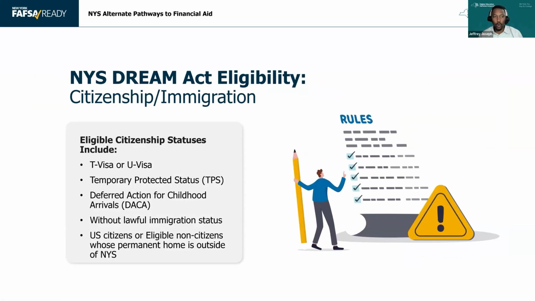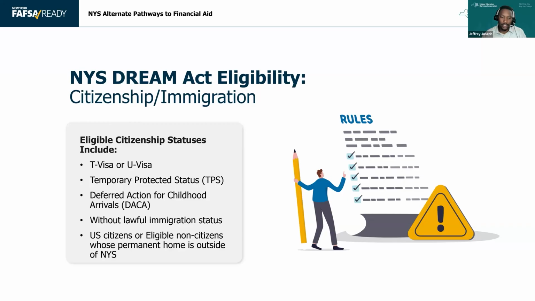Now, the DREAM Act has a few requirements. First is eligibility. The first eligibility requirement is citizenship. It must have a T or U visa, be in temporary protected status, and even now there are some changes happening with that. So that list is populated per year, and based on what the government has allowed for these statuses, they may change. Some countries may be added to this list, and some countries may be taken off at different times. Deferred Action for Childhood Arrivals, or without lawful immigration status, which may include undocumented students. And then U.S. citizens who are eligible, or eligible non-citizens, whose permanent home is outside of New York State. So they're a U.S. citizen, but their permanent home is outside of New York State.